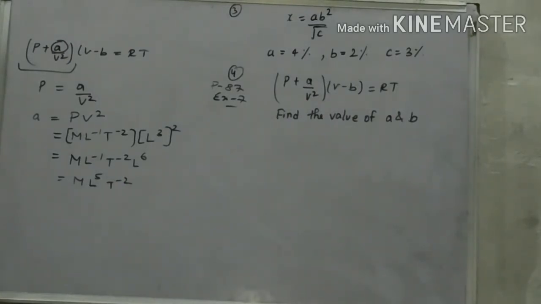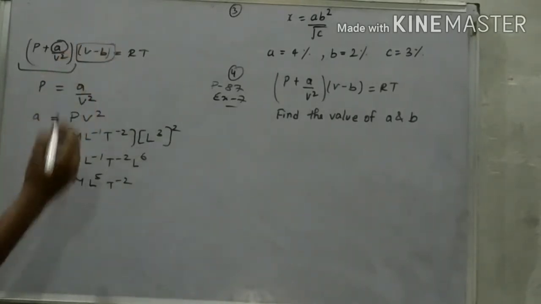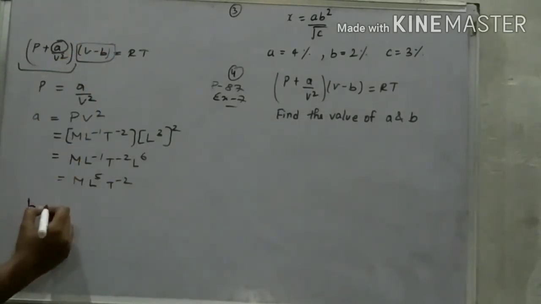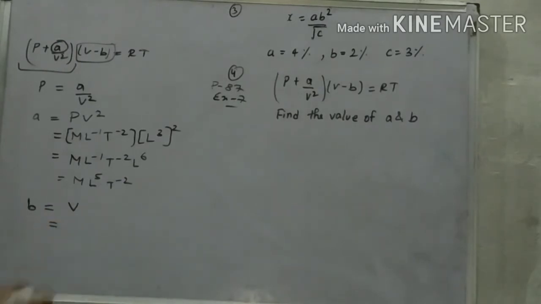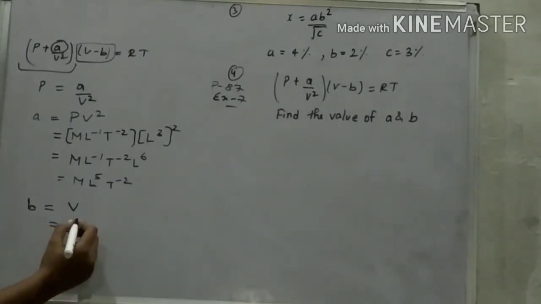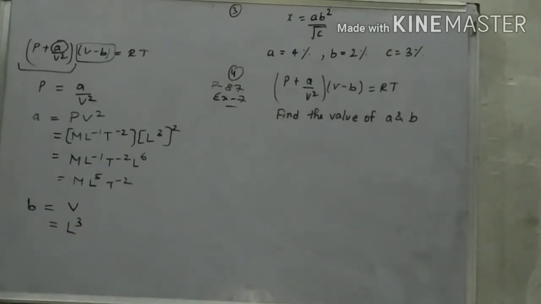Now we will solve the value of B. For the value of B, we will use this bracket. So here the dimension of B will be equal to the dimension of V, where V is volume. So the dimension of B is L power 3. This is how we can solve the value of any constant using the principle of homogeneity.